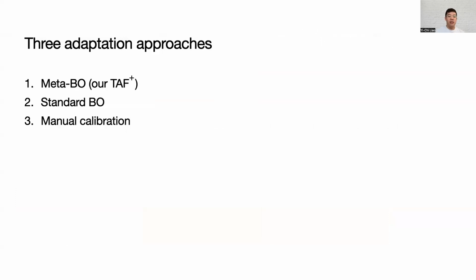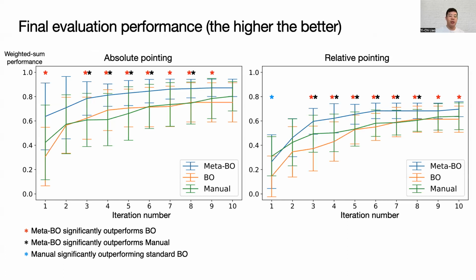We compare these three adaptation approaches: TAF Plus, standard Bayesian optimization, and manual calibration. This is the resulting weighted sum performance of the three approaches at each iteration. Basically, an adaptation approach is better if it reaches higher performance faster than the other approaches. You can see that Meta-BO reaches better performances than the other baselines, faster and more efficiently. Especially in absolute pointing, it starts with very high initial performance already.